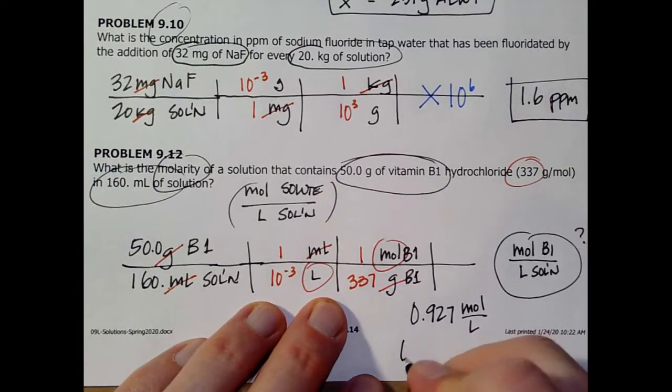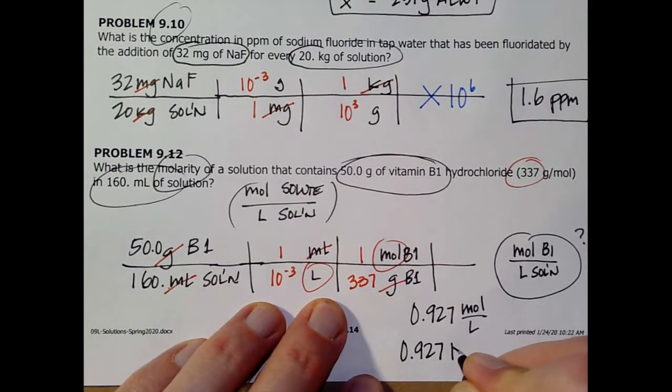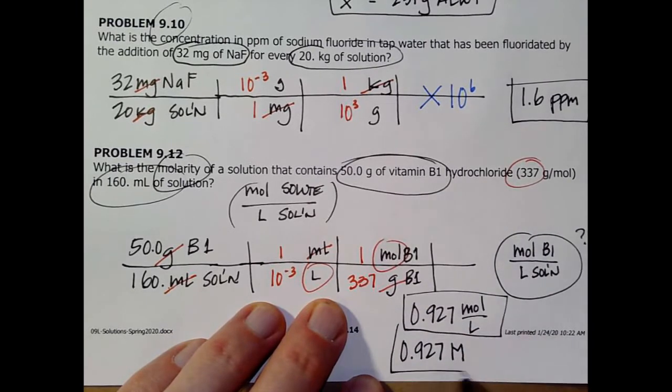And we have a shorthand for that. Sometimes we say 0.927, and we kind of just do a capital M. Both are correct.